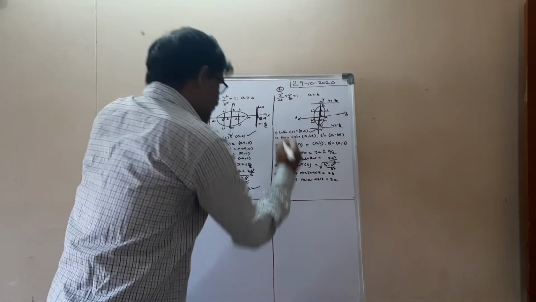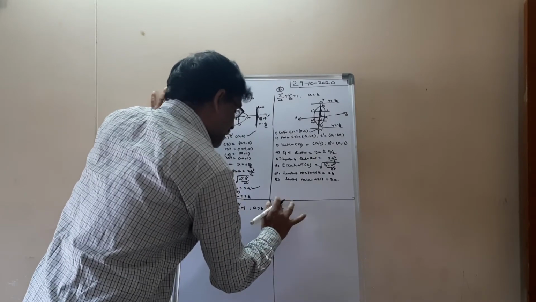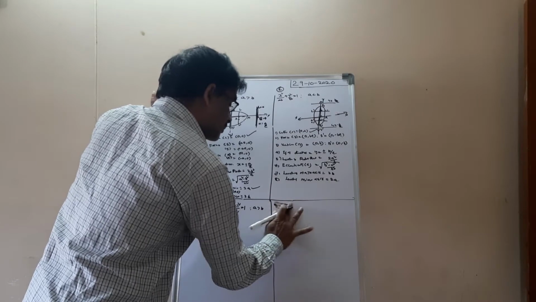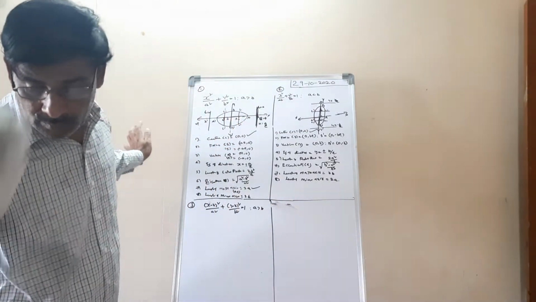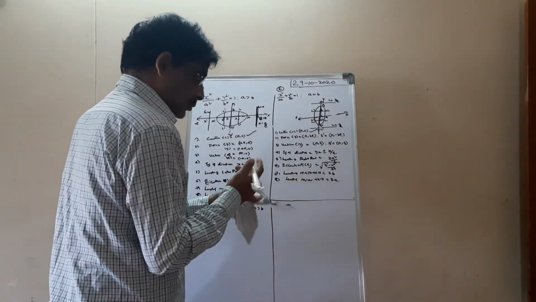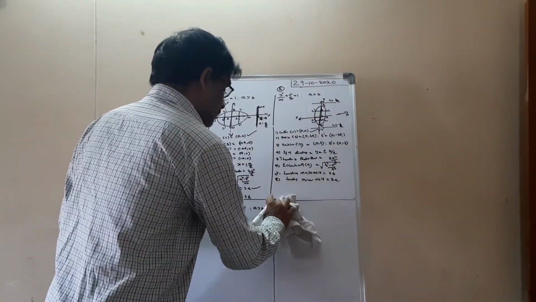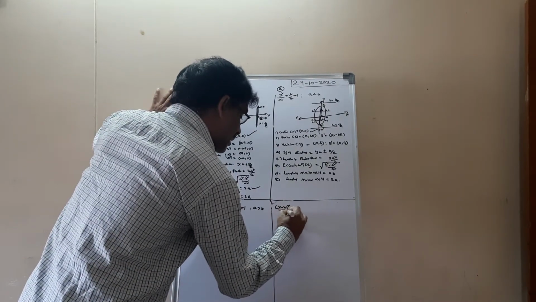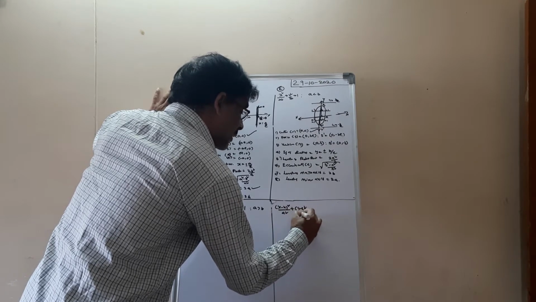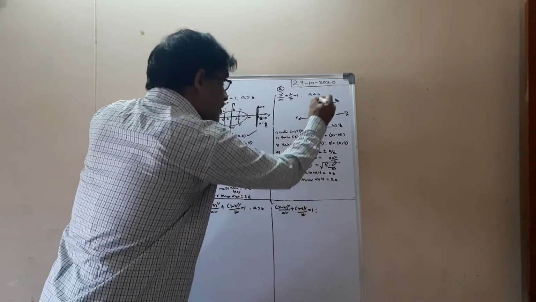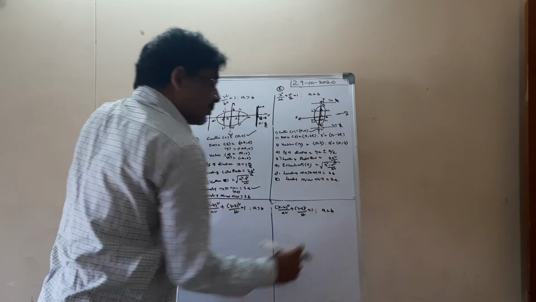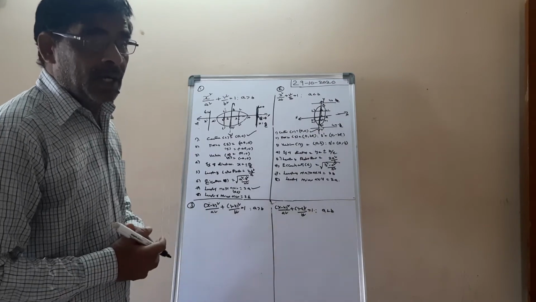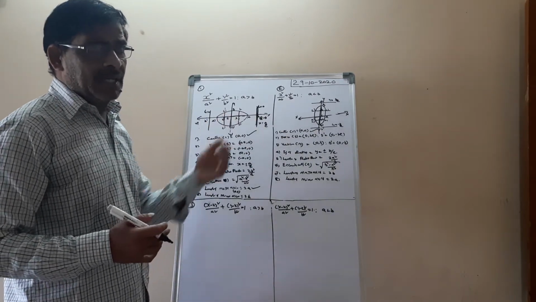And this one is also the same: x minus h whole square by a square plus y minus k whole square by b square equal to 1, where same, a is less than b. So we have to discuss these two more types of ellipse. Already we discussed these two in our previous videos.